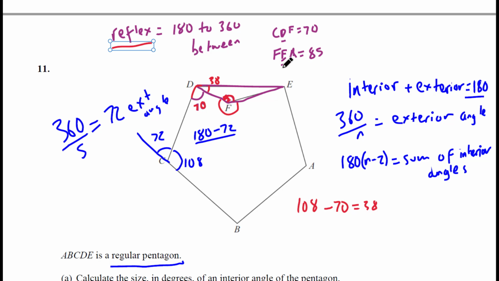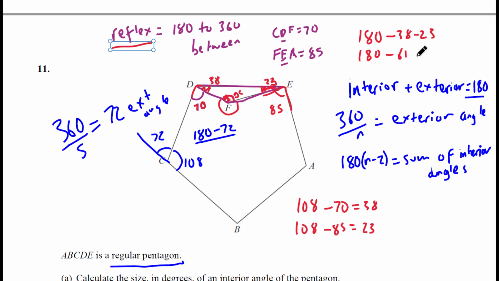FEA, so the angle in the middle, that's the angle FEA, is 85. So we have to do 108 minus 85, which is going to be 23. So this angle here is going to be 23. So we've got to find, let's say, X here, and that's angles in a triangle. So we've got to do 180 minus 38 minus 23, which is 180 minus 61, which equals 119.